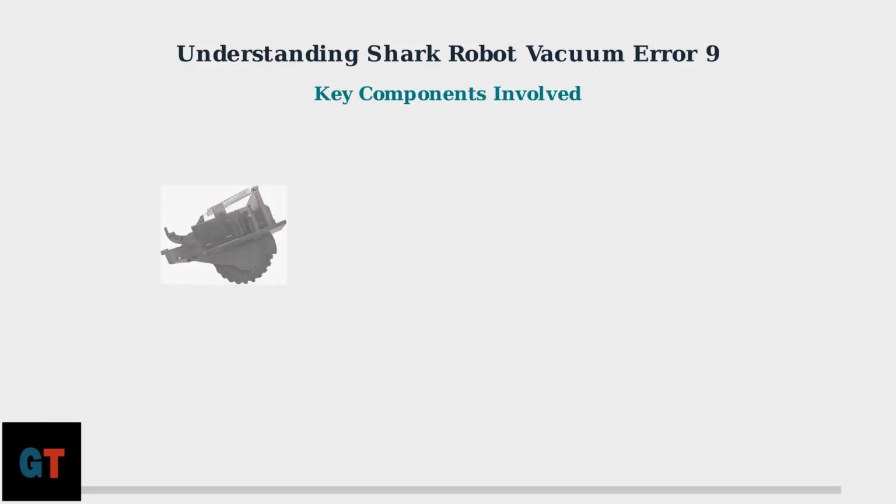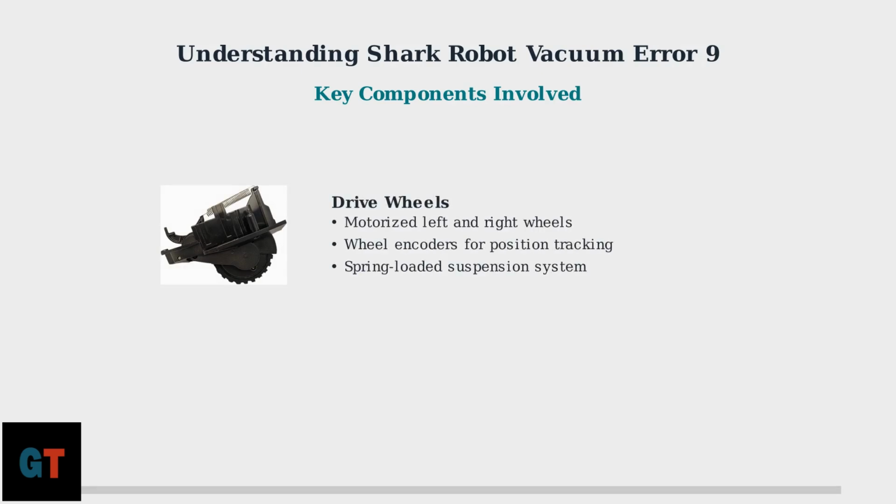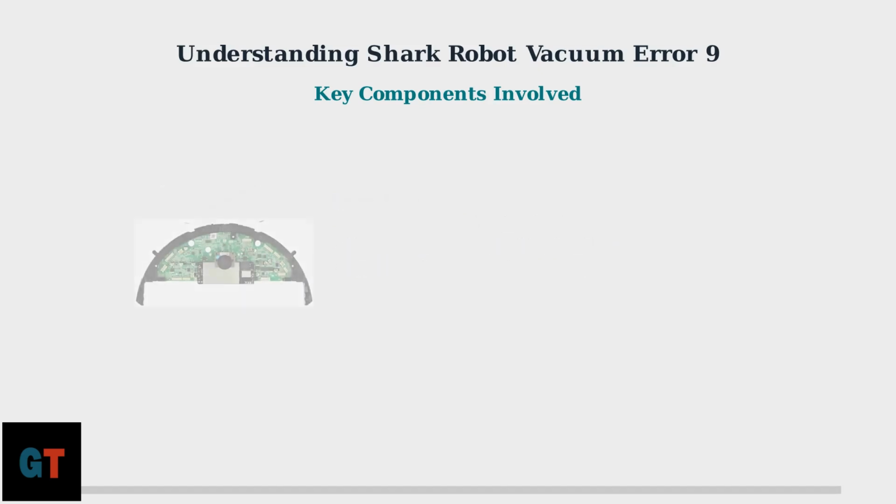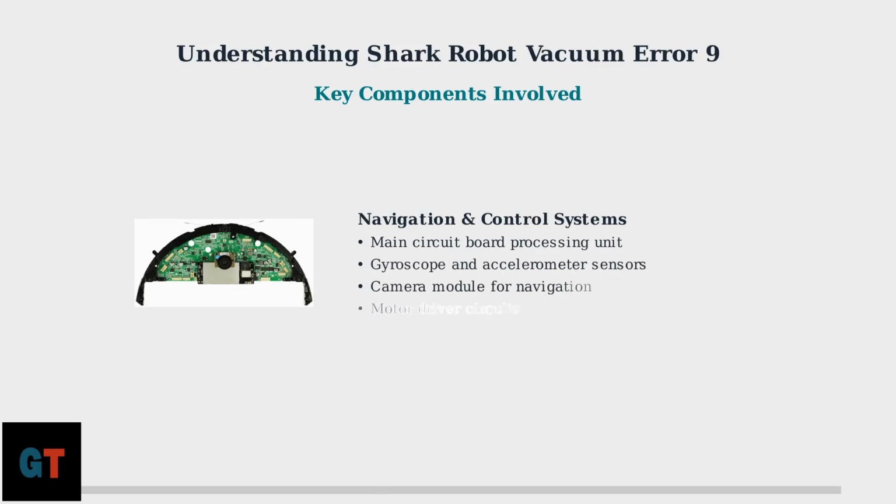Several key components are involved in Error 9 situations. The drive wheels contain motorized systems with encoders that track position and movement. These wheels include spring-loaded mechanisms for proper floor contact. The navigation and control systems include the main circuit board that processes movement commands, gyroscope and accelerometer sensors for orientation, camera modules for visual navigation, and motor driver circuits that control wheel movement.